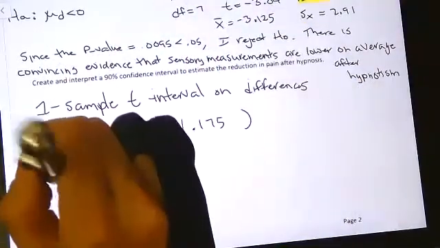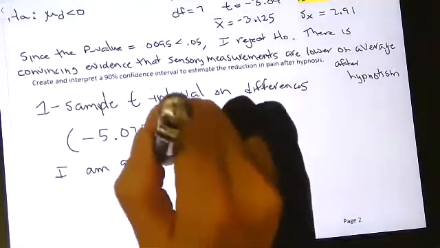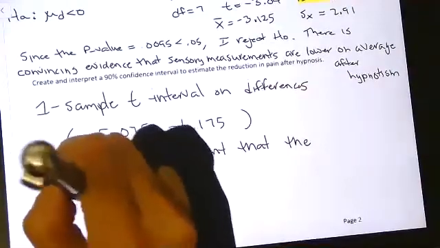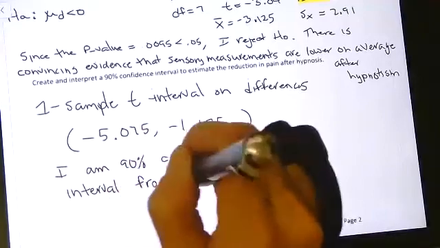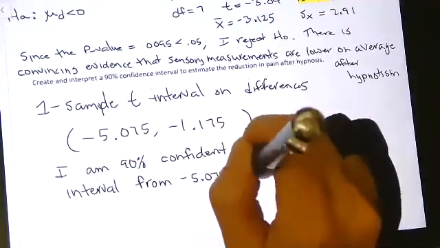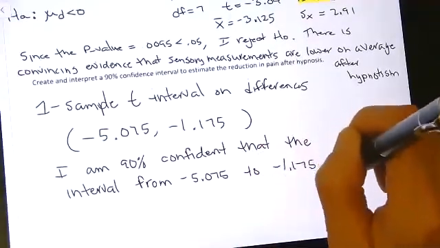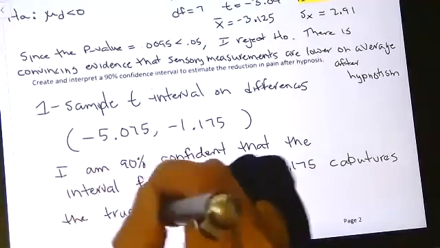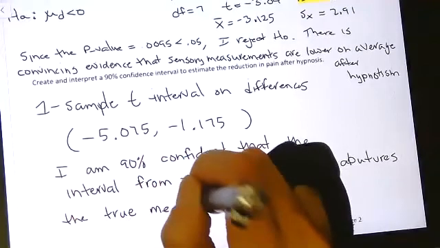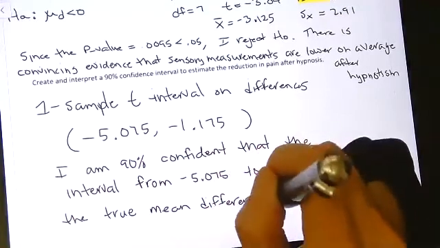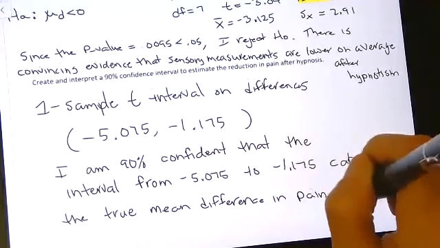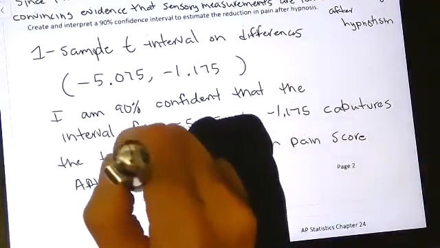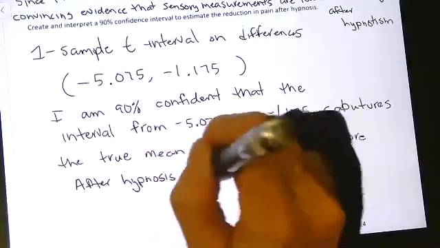Okay, so if we interpret this, I am 90% confident that the interval from negative 5.075 to negative 1.175 captures the true mean difference in pain score, and this is after hypnosis minus before hypnosis.